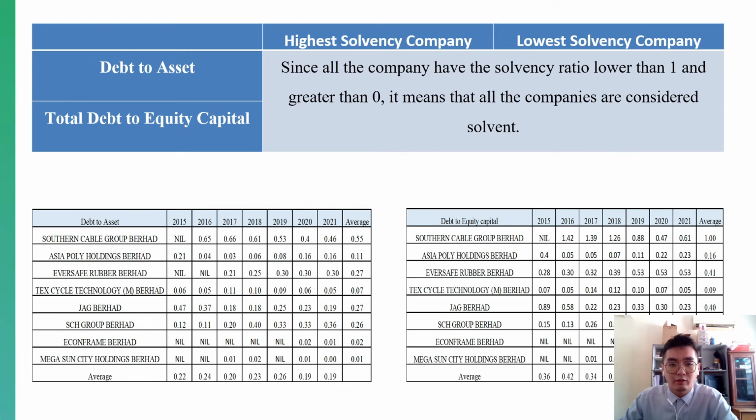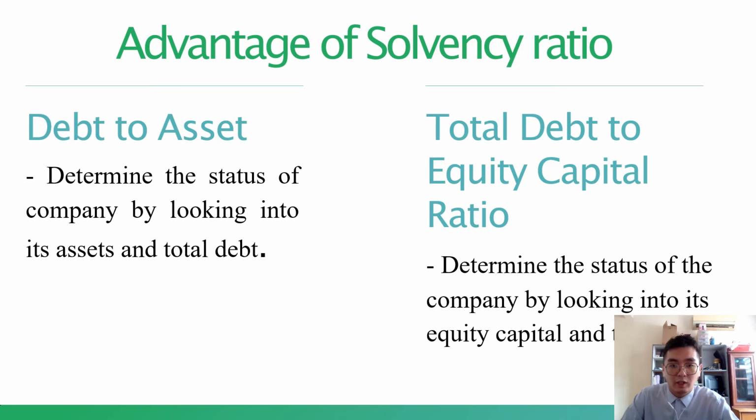For solvency, we have chosen two ratios, which are the debt to asset ratio and the total debt to equity capital ratio, as our solvency ratios. After looking into all the data, we found that all the companies have a solvency ratio lower than 1 and greater than 0. It means that all the companies are considered solvent. So now we will talk about the advantage of the solvency ratio.